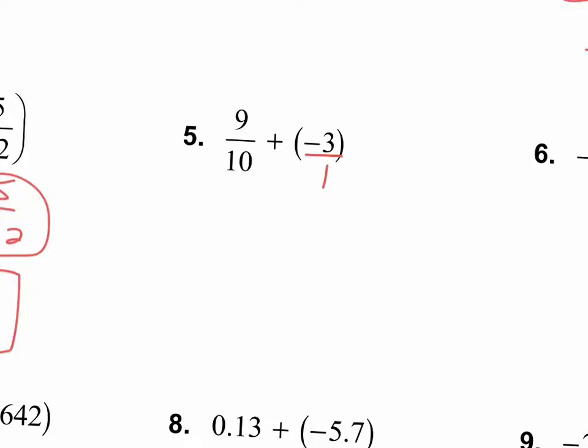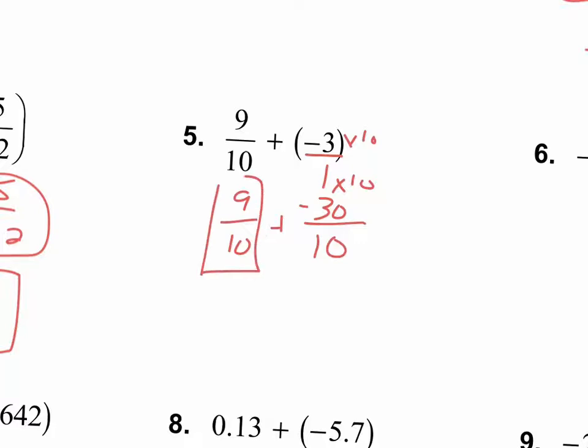So in this situation, we have to get a common denominator. My common denominator between 1 and 10 is 10. So I'm going to times this by 10 and times this by 10. So I have 9 tenths plus negative 3 times 10 is negative 30 over 1 times 10, which is 10.